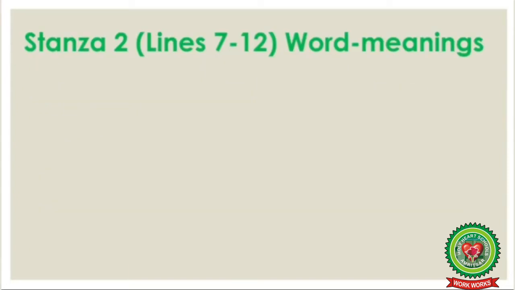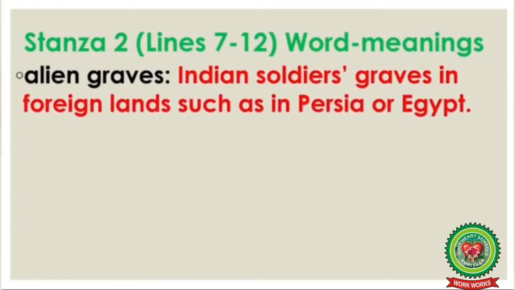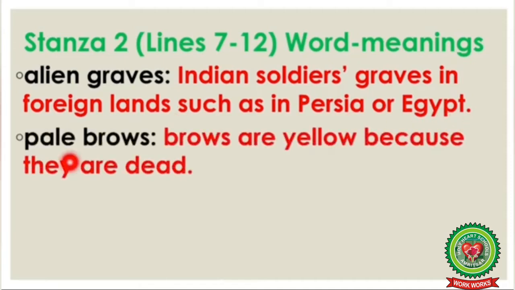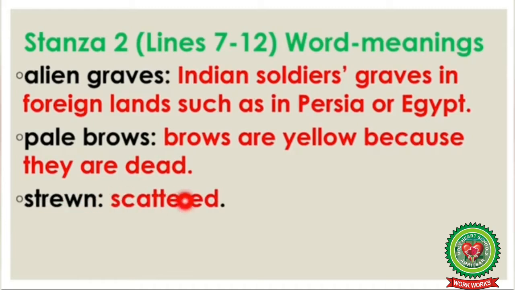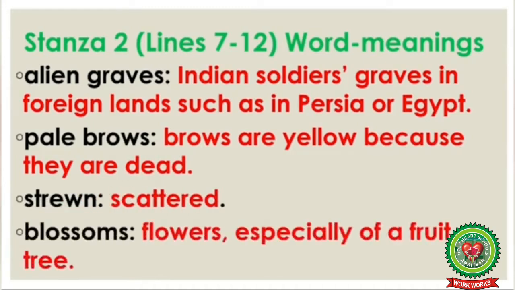Now let us discuss the word meanings of stanza 2. Here I have taken lines 7 till 12 in stanza 2. So let us discuss the meanings first. Alien graves refers to Indian soldiers' graves in foreign lands such as in Persia or Egypt. Pale brows, brows are yellow because they are dead. Brows here refers to forehead. Strewn means scattered. Blossoms, flowers especially of a fruit tree.